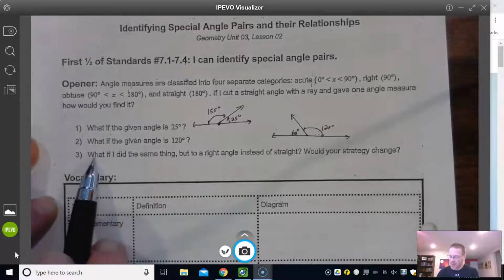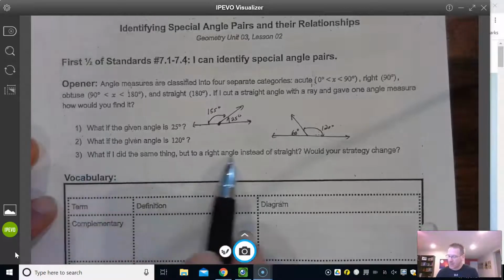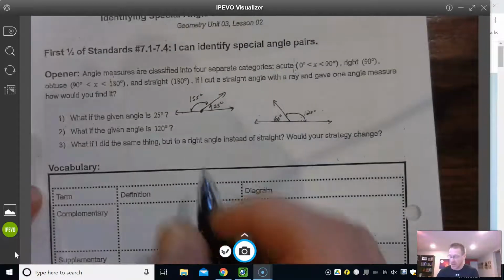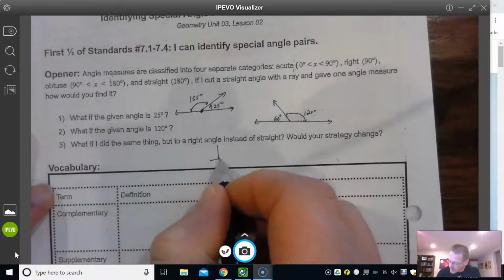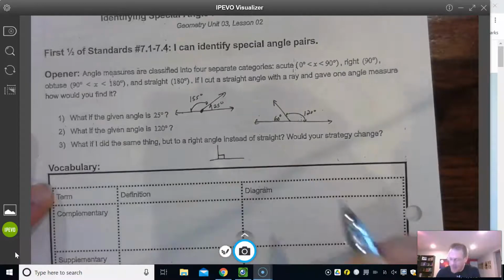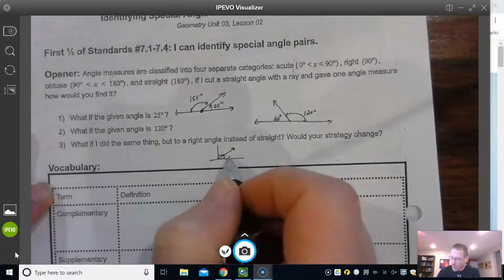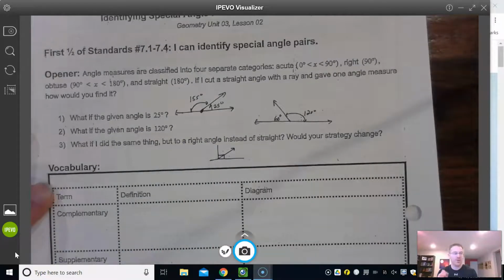Now, part 3 here: what if I did the same thing but to a right angle instead of a straight angle? Well, the idea would pretty much be the same. So if we had a right angle here and we added a ray, what do we know about these two angles that will be true every time? That's right, they're going to add up to be 90 degrees. Now, how does that lead into today?